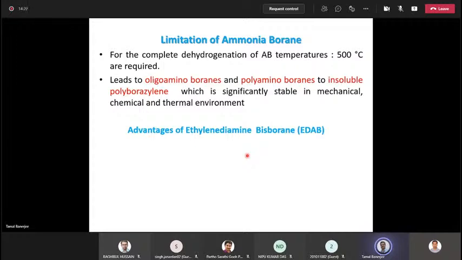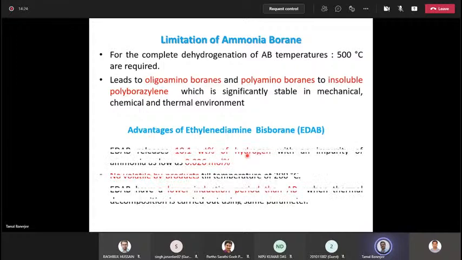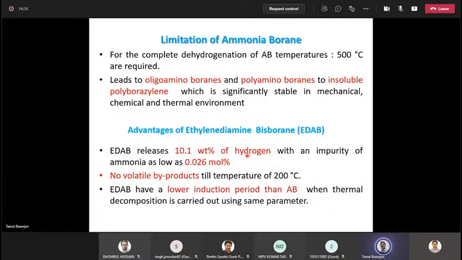You have the advantages of EDAB, which are that it releases hydrogen with an impurity, it can release up to 10% of hydrogen with an impurity of ammonia as low as 0.026%. No volatile byproducts till this temperature, and there's a lower induction period. So it means if you want to heat that chemical hydride in the solvent, you keep on heating, then it will release the amine borane. But in the case of EDAB, less time is required.